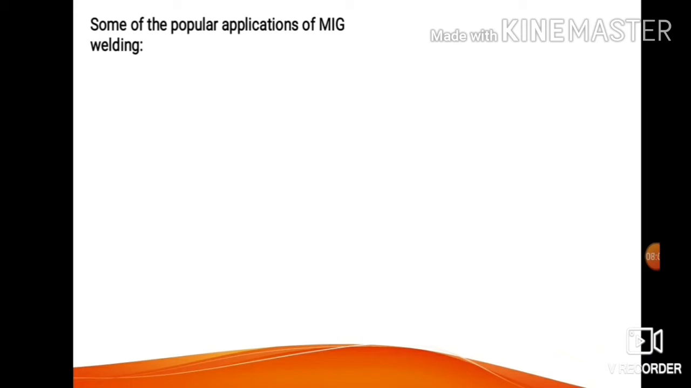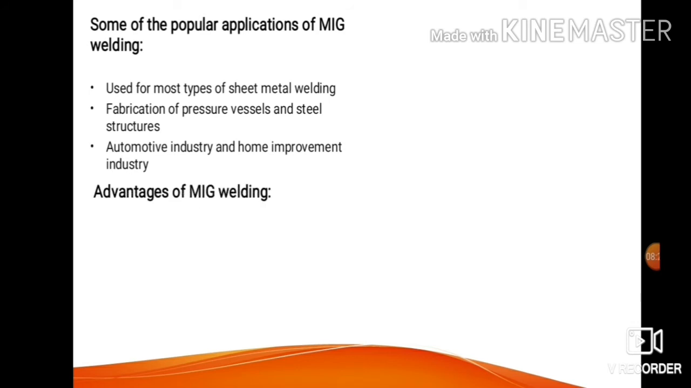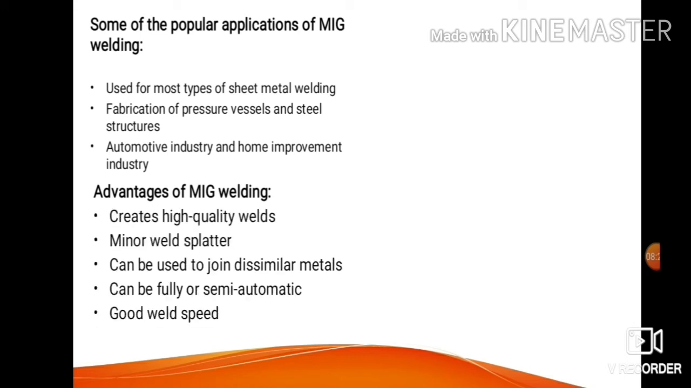Some useful applications of MIG welding: first, it is used in most types of sheet metal working, fabrication of pressure vessels and steel structures, automotive industries and home improvement industries. What are the advantages of MIG welding? Creates high quality welds, minor welding spatter, can be used to join dissimilar metals, can be fully or semi-automatic, good weld speed.